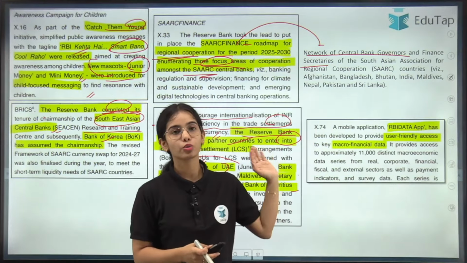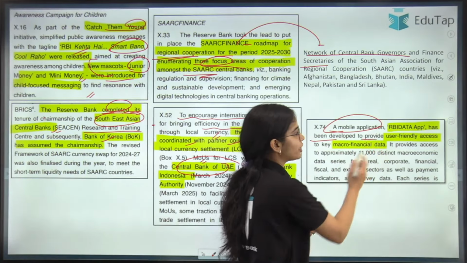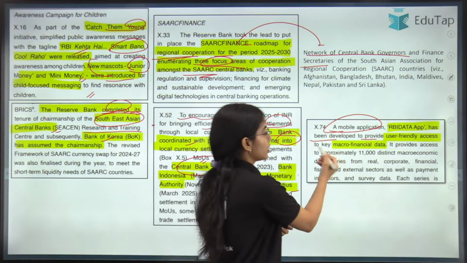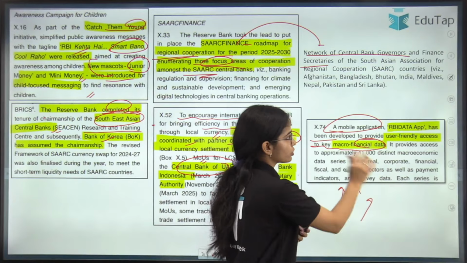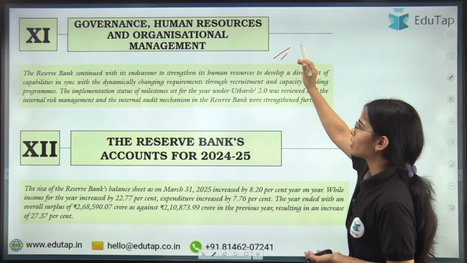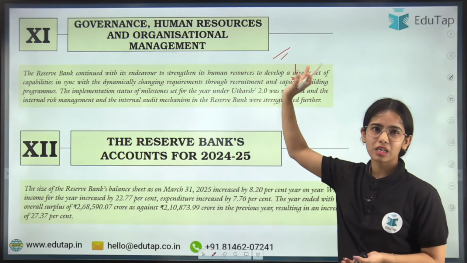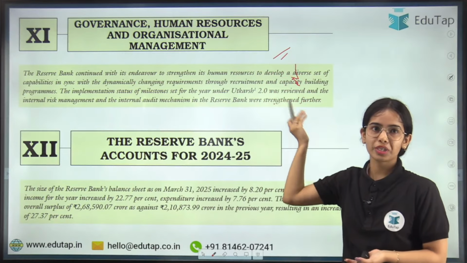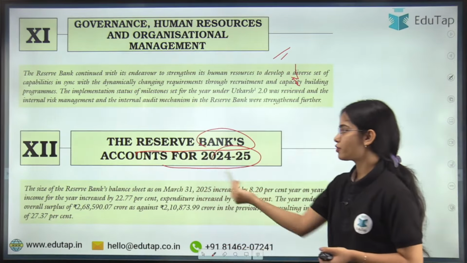RBI Data App: this is a mobile application that has been developed to provide user-friendly access to key macroeconomic and financial data. So you can see various important data through this RBI Data App. Next, human resources and organizational management, just a basic idea you can see, but I didn't find many important points here. Now coming to the last point, that is the Reserve Bank's accounts for 2024-25.